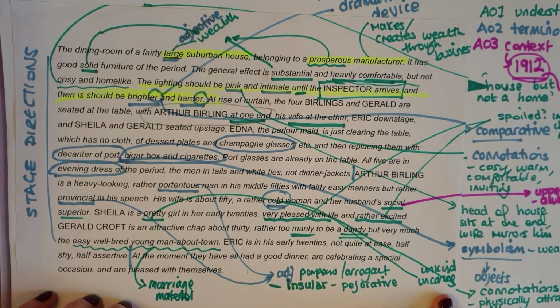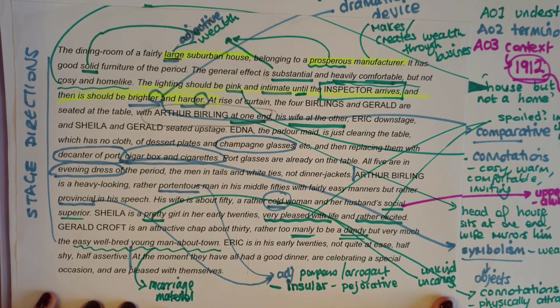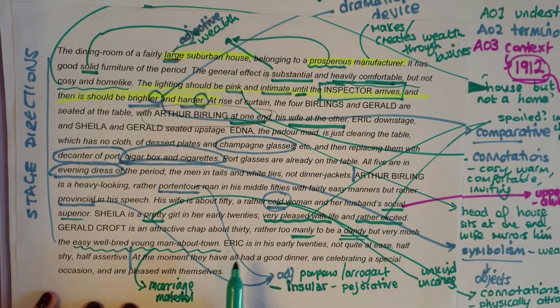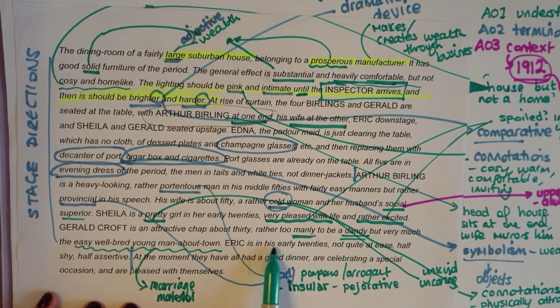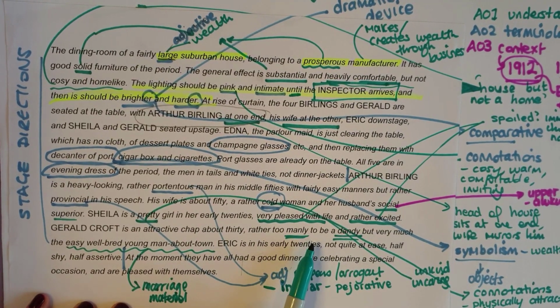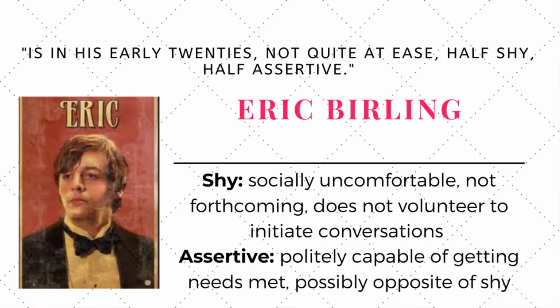Eric, now this is the weird one, and this is where, upon reading this, or as a director having this portrayed through your actor of Eric, this should set alarm bells, because it says he's in his early 20s. Makes sense, similar age to his sister Sheila. Not quite at ease. So I take that as he's unsettled. So he's not like Sheila, different creature entirely. Half shy. We know what shy means. Someone's shy, they may be socially awkward. They don't talk much. They wait to be spoken to. Half assertive. Assertive is the opposite of shy. If you're assertive, you're very good at politely asking for what you want. So these two, really, to me, contradict each other.